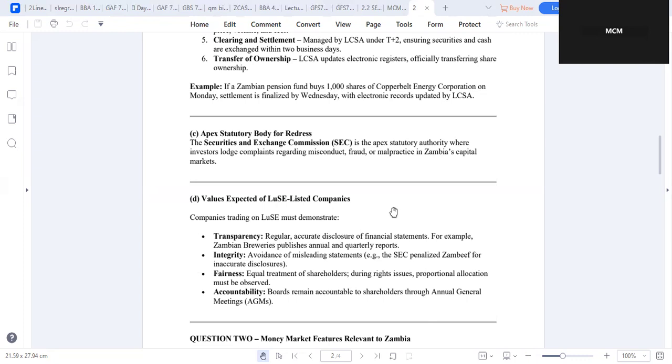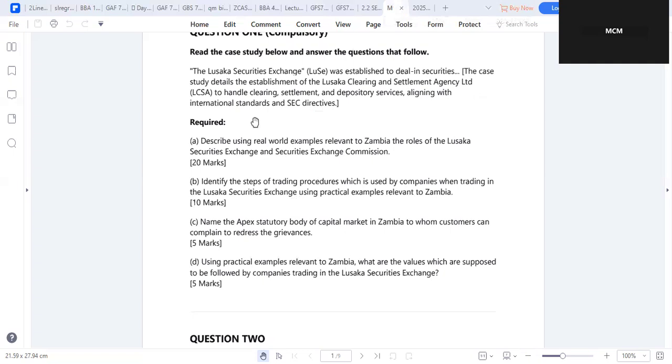Then fairness, we have equal treatment of shareholders. So during rights issues, the proportion is allocated, it must be observed. Accountability, the board remains accountable to the shareholders through the annual general meetings. Is this clear? Are we moving together? Question number 1 ends here.